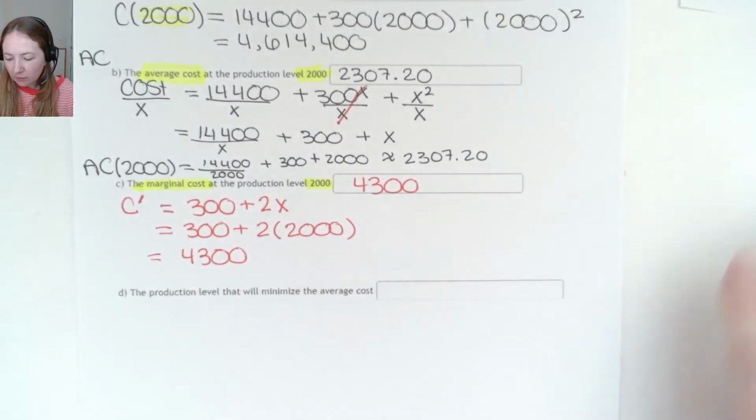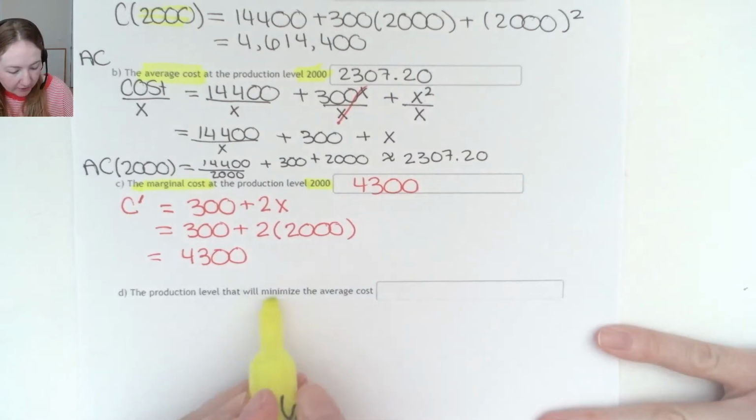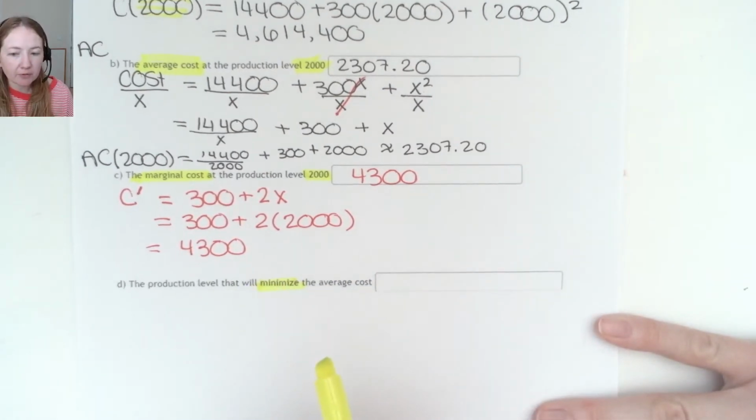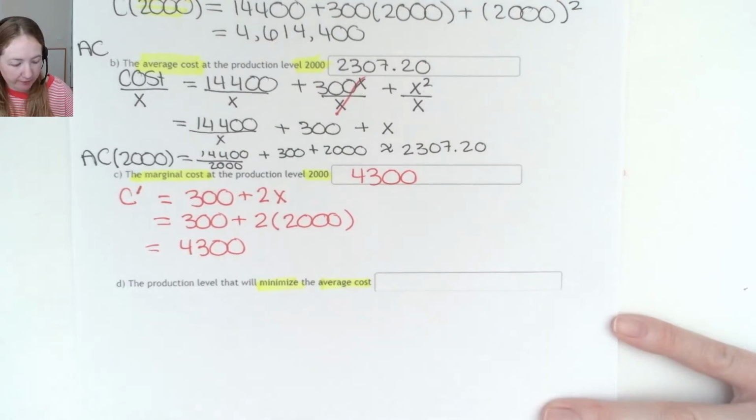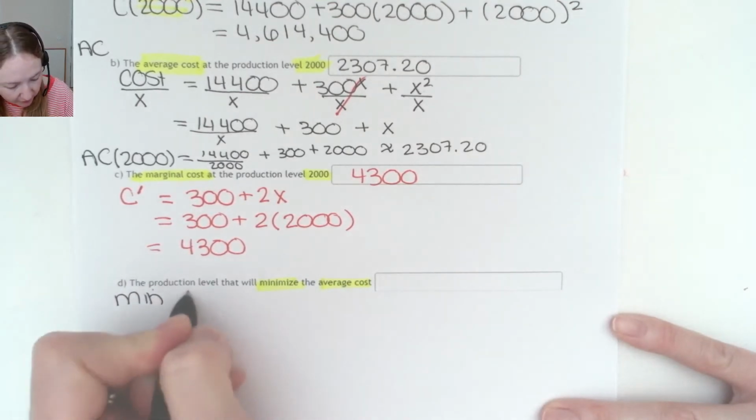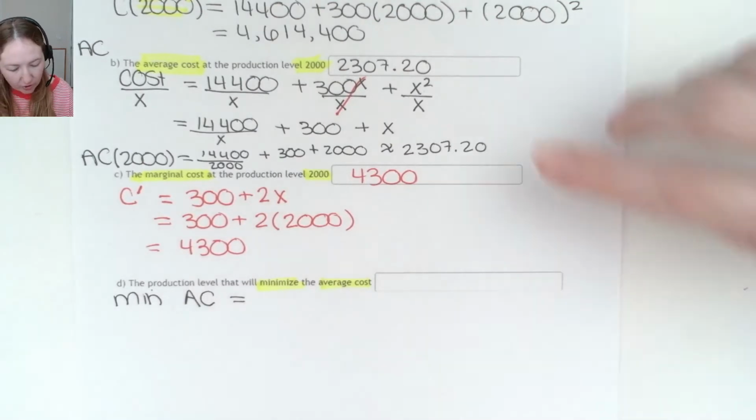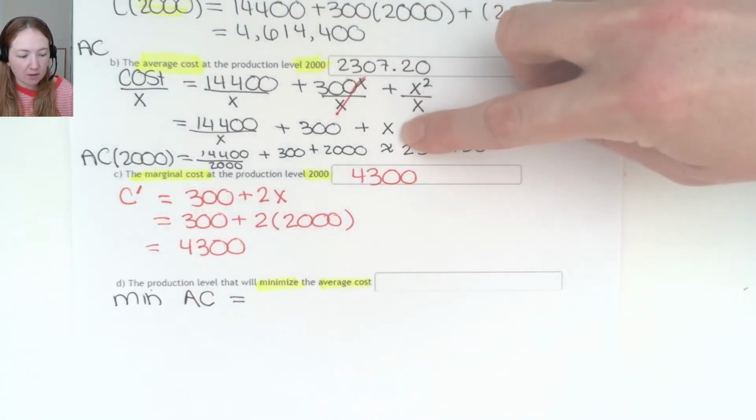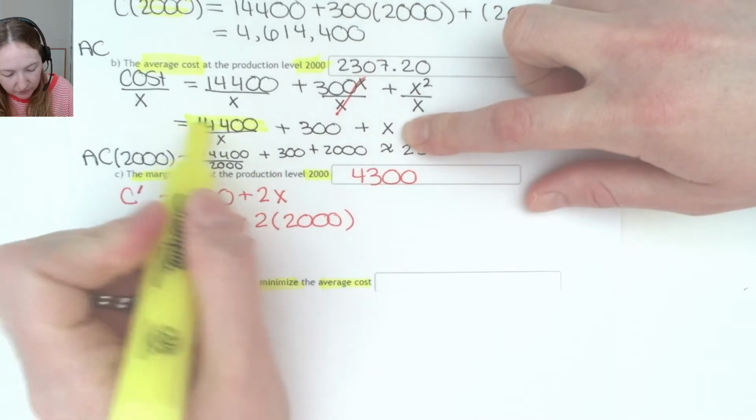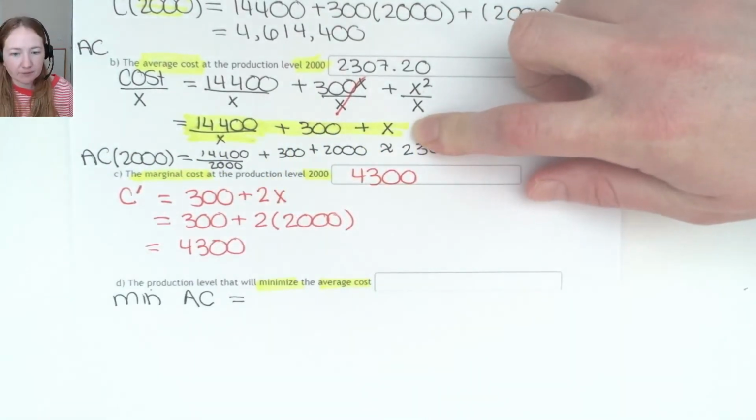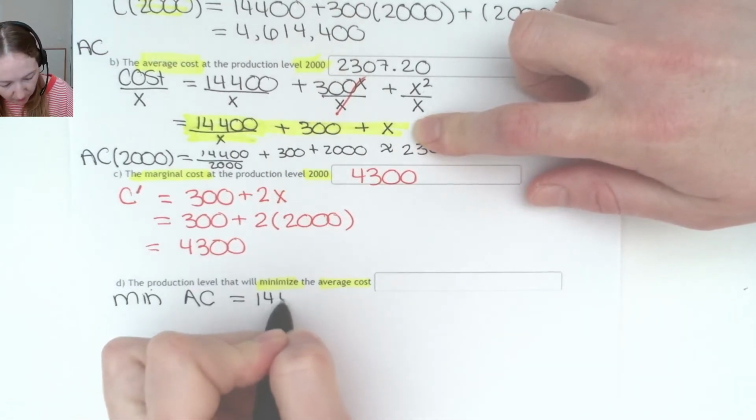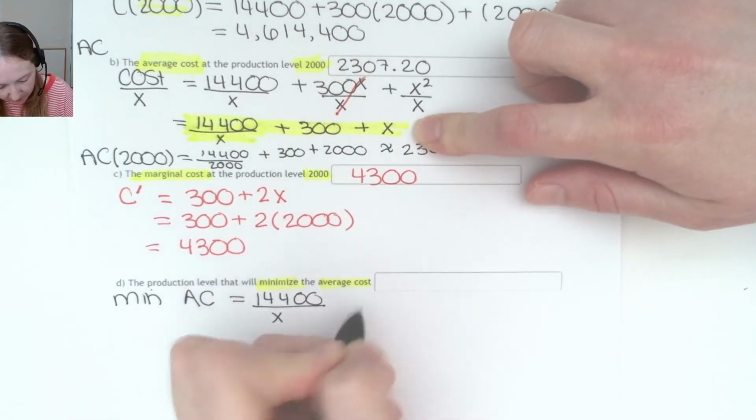Now, it asks for what is the production level that will minimize the average cost function. So we need to be a little careful here about what we're actually trying to minimize. We're not trying to minimize cost. We're trying to minimize average cost. Remember average cost was in part B, where we found that the average cost function was 14,400 over x plus 300 plus x. So that's the function that we're trying to minimize.